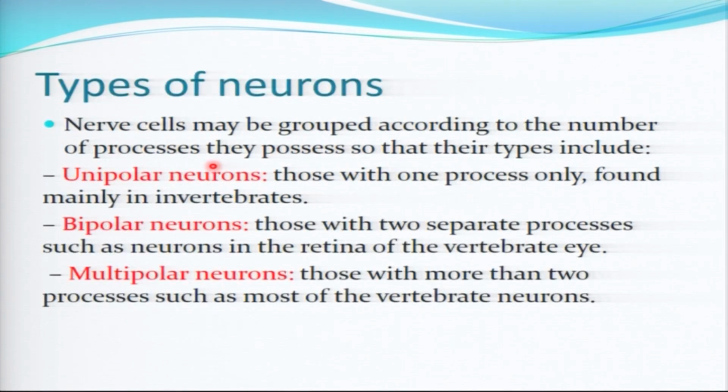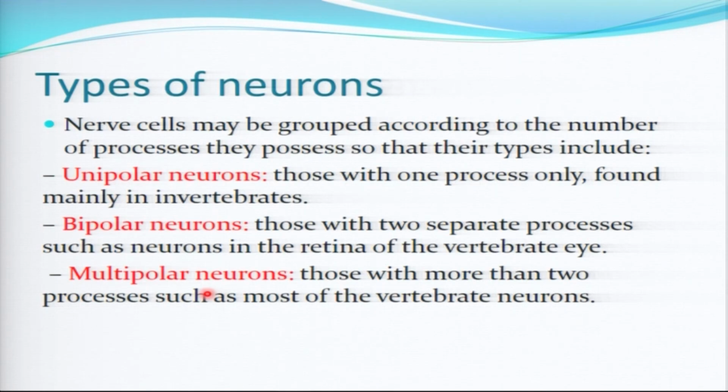So now we have types of neurons. Neurons are grouped according to the number of processes they possess, or to their structure. According to the structure, we have 3 types of neuron. We have what we call unipolar neurons, bipolar neurons, and multipolar neurons.